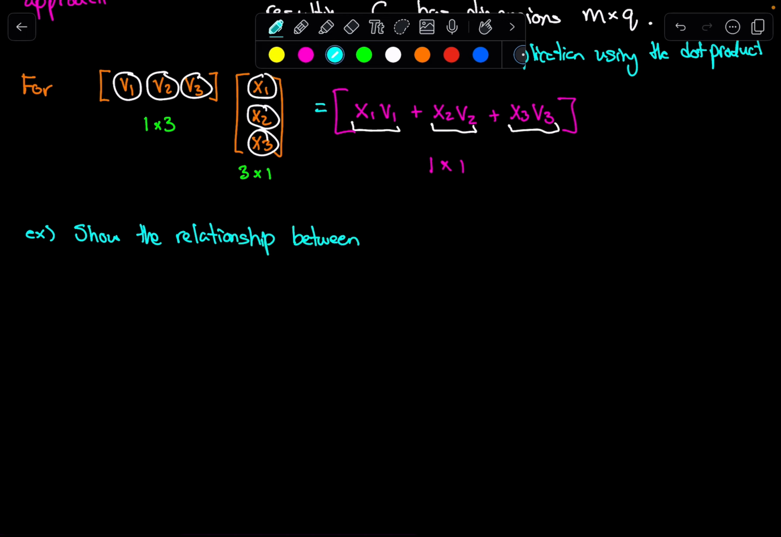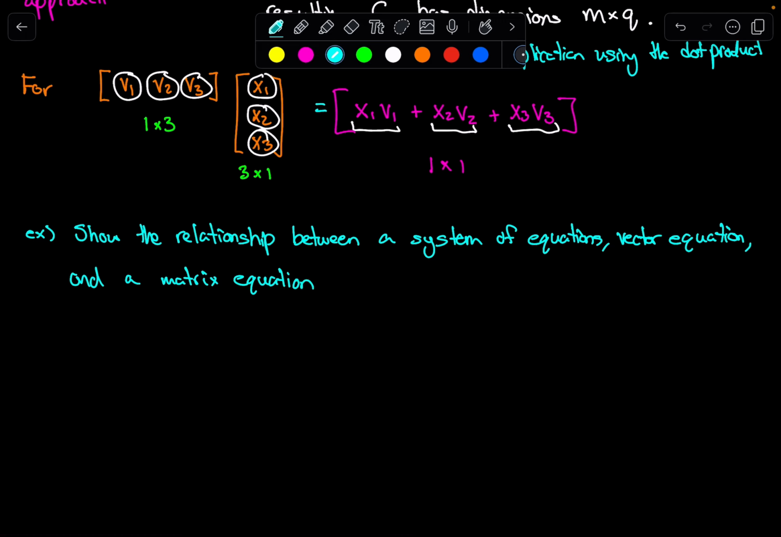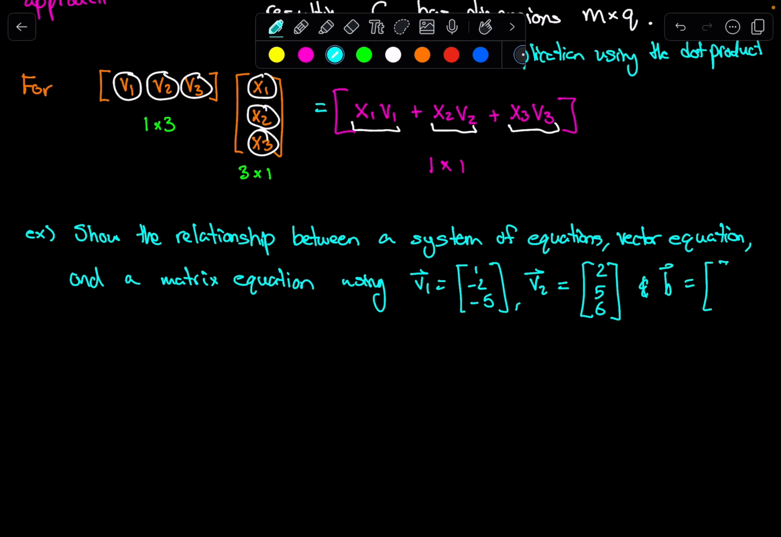So for example, I'm going to show the relationship between a system of equations, a vector equation, and this thing I haven't defined yet, a matrix equation. And I'm going to do it using the vectors from the last video. So v1 is equal to 1, -2, -5. v2 is equal to, let's say, 2, 5, 6. I think that's what it was. And then our vector b is equal to 7, 4, -3, like so.